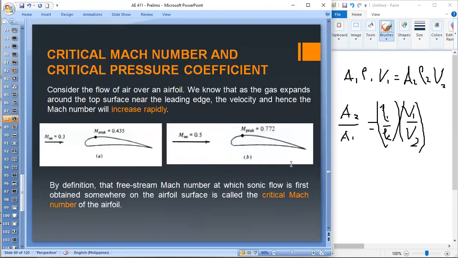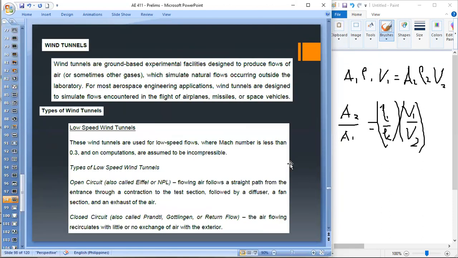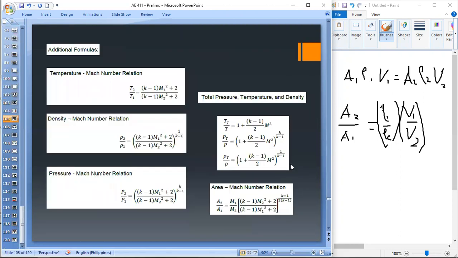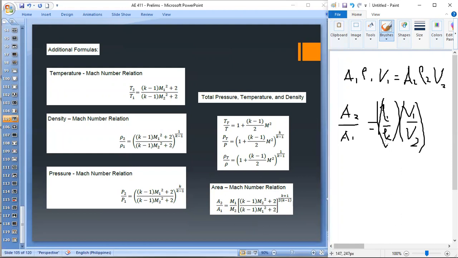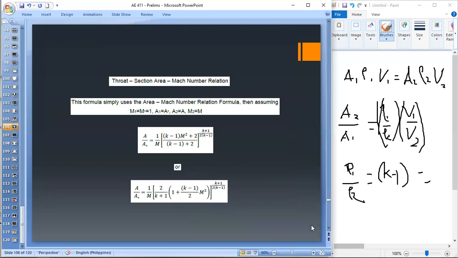Okay? So, balik tayo doon sa formula natin, which is sa may area. Okay? So, doon yan nakuha. Kung gusto nyo mag-equate, okay lang naman. Kung nakalimutan nyo siya, so dito na siya galing. So, P1, ganyan, P1. So, P2. Oy, rho 1 over rho 2. So, baliktarin mo lang yan, ito. Kasi pag binaliktad mo yan, same na yun sa K minus 1, etc., so on, so forth yan. So, dyan yan nagaling. And then, we have throat section area Mach number relation.